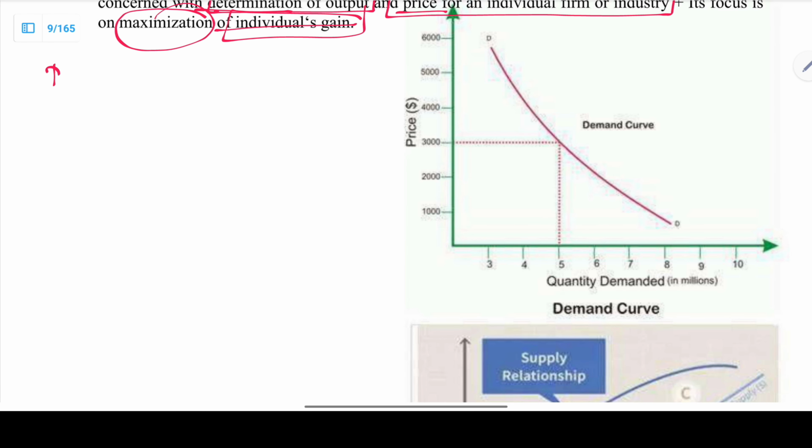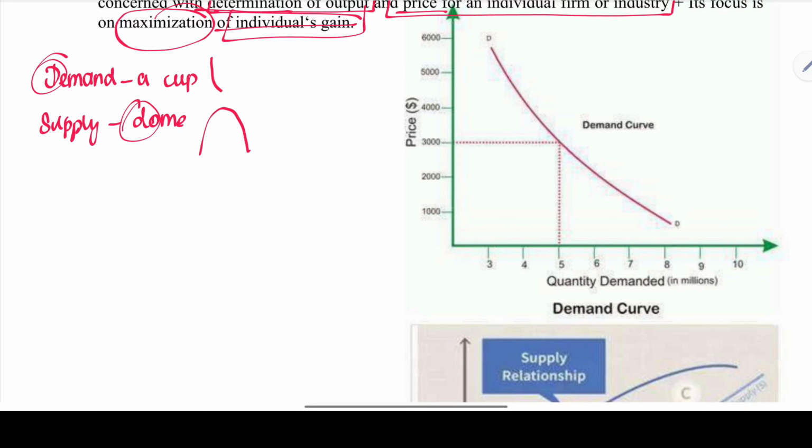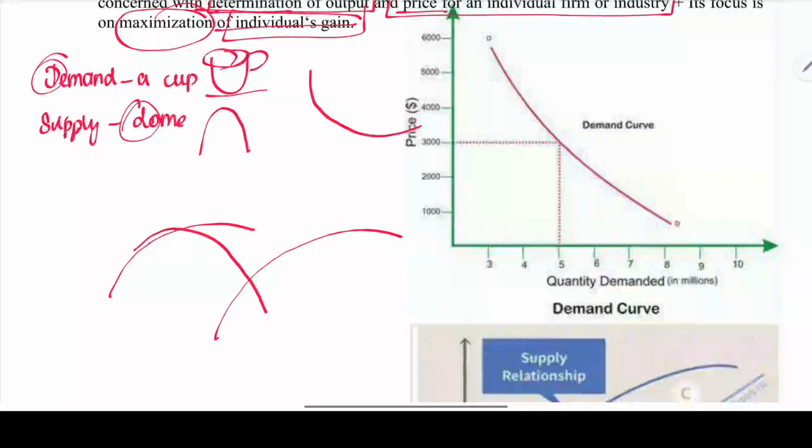Now when we are talking about demand, we need to remember that demand is a cup and supply is a dome. D and D never match. This is what a dome shape is, and this is how a cup looks. So the demand curve is always in the shape of a cup, whereas the supply curve is in the shape of a dome.